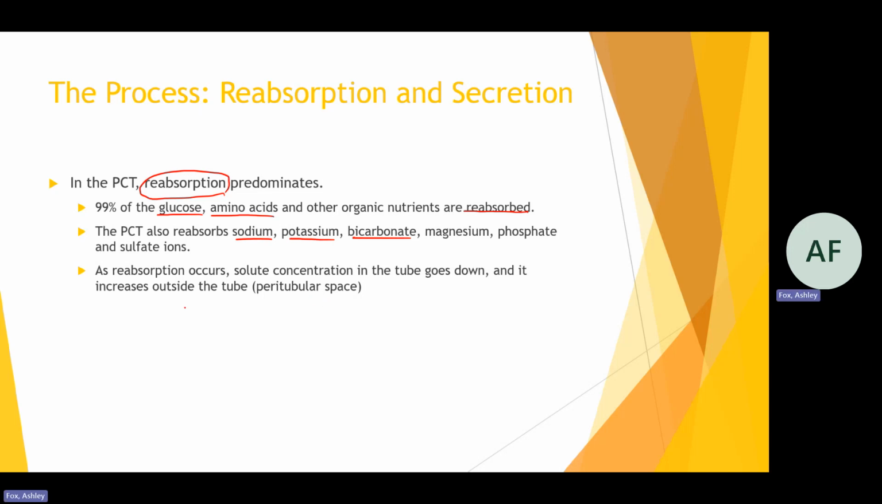So what we can see is as reabsorption occurs, as you're going down the proximal convoluted tubule, solutes are leaving. So glucose, amino acids, all these ions are all leaving and going into the peritubular space. That helps with water reabsorption because all the solutes are out here and water wants to hang out with its solute friends. So it's going to leave as well. So that's going to help again with our water reabsorption by just making an osmotic gradient.